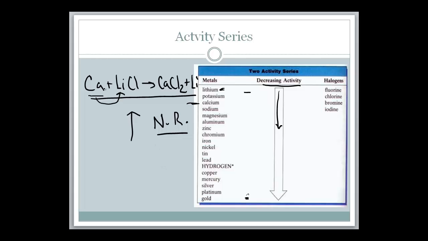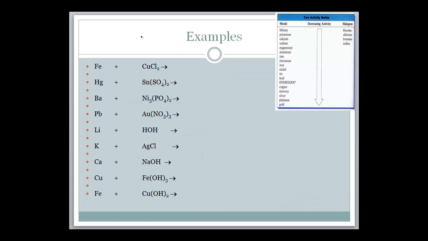So in real life, if you put calcium with lithium chloride, that reaction is not going to take place. Okay, let's take a look at a number of examples. Let's take a look at the first one.